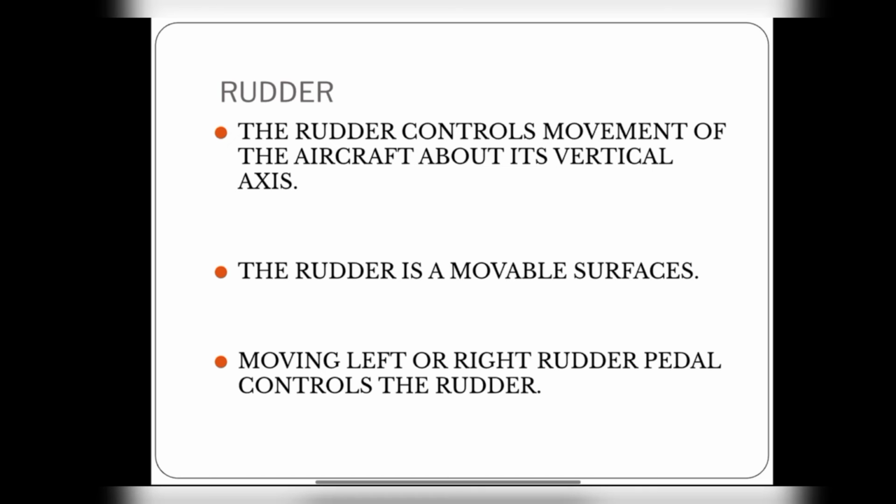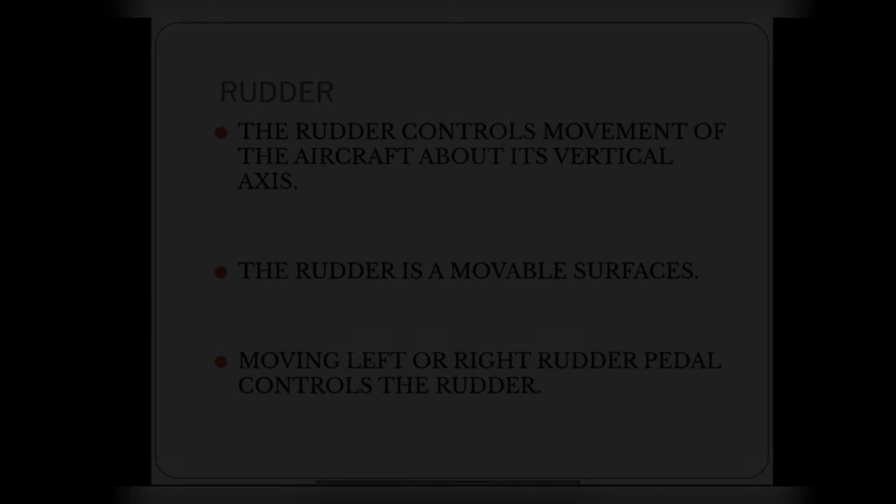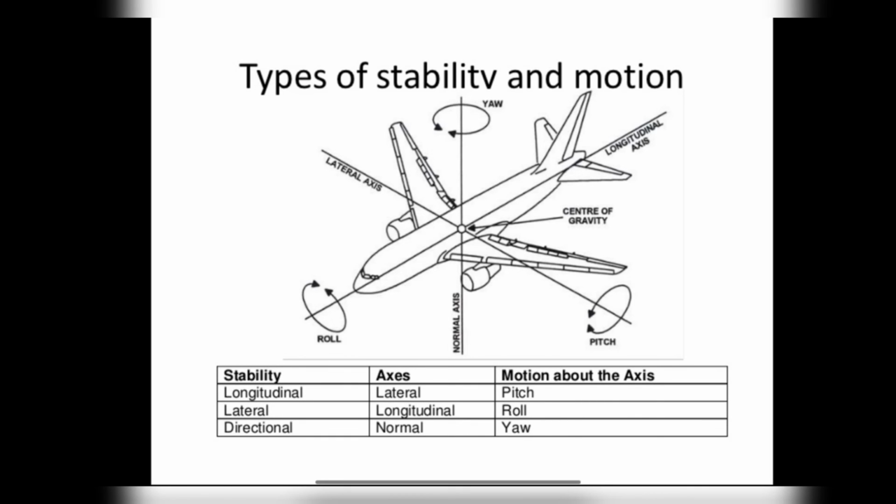Then we'll move on to the rudder. The rudder is placed on the tail section of the aircraft. Its movement is yaw. The rudder controls the movement of the aircraft about its vertical axis. The rudder is a movable surface. Moving the left or right rudder pedal controls the rudder. When we move the left or right rudder pedal, the rudder will move depending on that.